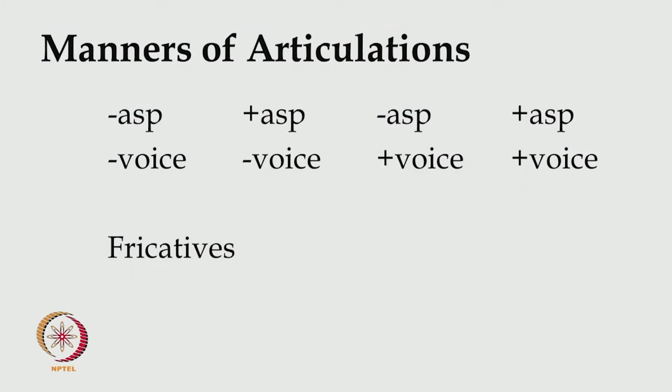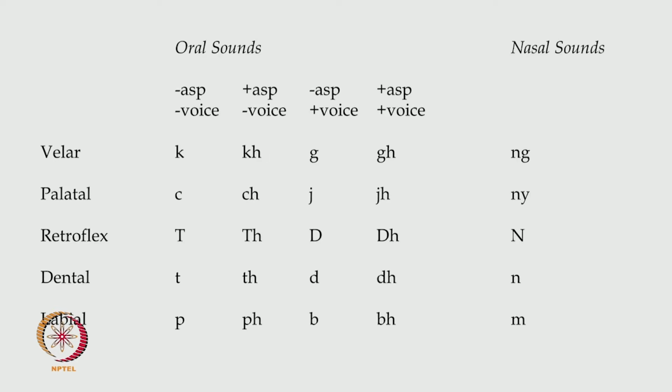Palate gives us palatal sound. Teeth, dental sounds. Lips, labial sounds. And there is something called retroflex, which I will show you in a moment. So let us look at some more on manners of articulations. Let me first show you some of these sounds, and then this manner of articulation or places of articulations will make more sense. Okay?